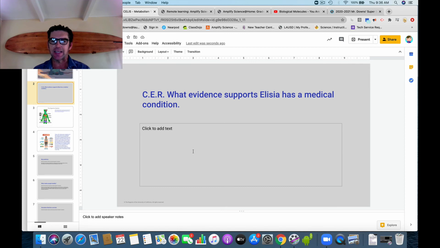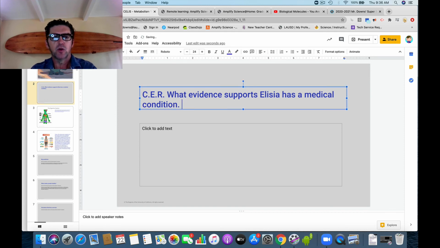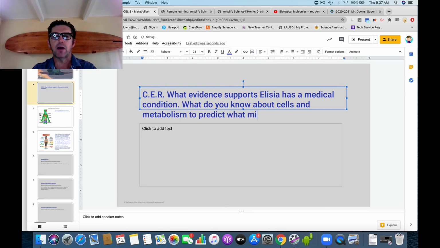So you're kind of going to give a diagnosis, not really a diagnosis yet because we don't have enough information, but more of a prediction of what our order of research is now, based on your knowledge from the video and your knowledge from the Zoom. So what evidence supports Alicia has a medical condition? What do you know about cells and metabolism to predict what might be wrong with her? So next week, or in 2 weeks, we're going to do some tests on this. But for now, just make up a prediction.